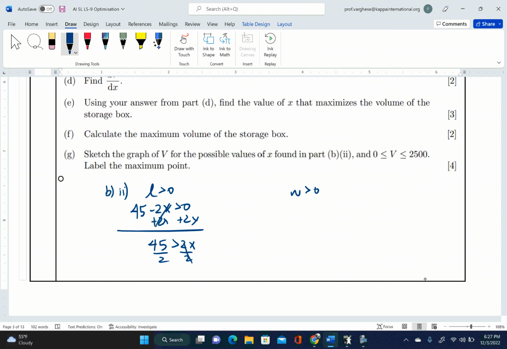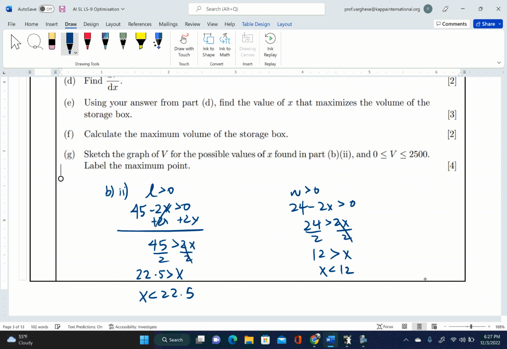And you know that x, put the greater than symbol. 45 divided by 2 is 22.5. Okay, so if I write it with the x first, x has to be less than 22.5. And then if I do the width, this is going to be 24 minus 2x. I have to set that greater than 0. So I add 2x to both sides, just like I did before. 24 is greater than 2x. Divide both sides by 2. So I get 12 is greater than x, or x has to be less than 12.